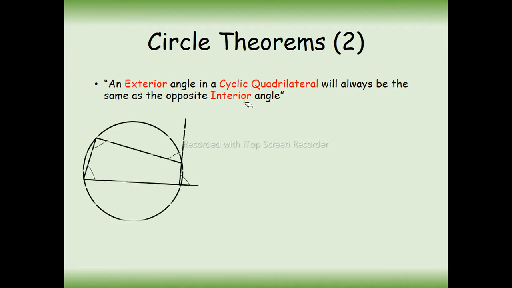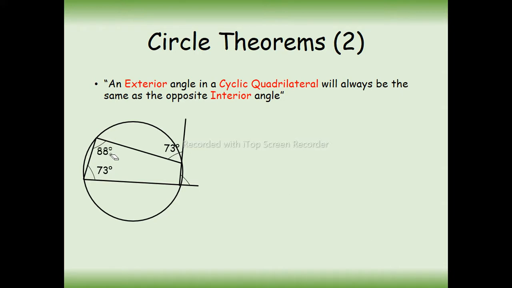So let's look at it. Which one will be the exterior? The outside. The ones on the outside. So let's say that we know that this is 73. What would this be? Not this one, the opposite one. So this would be 73.